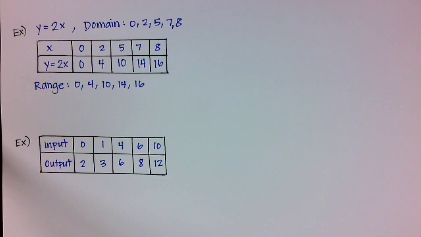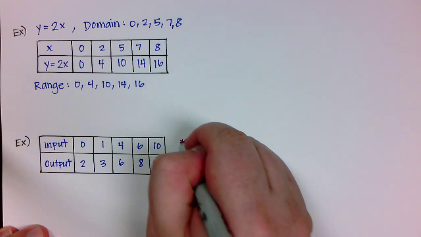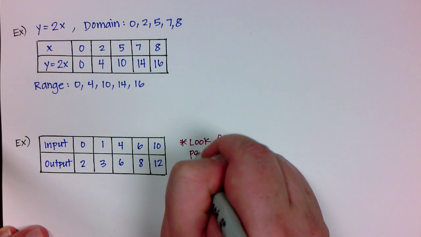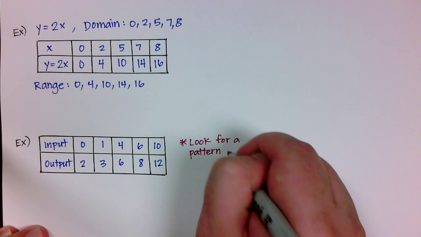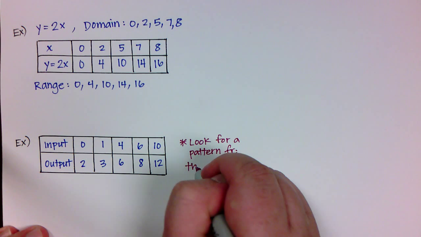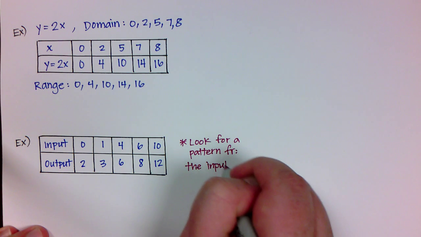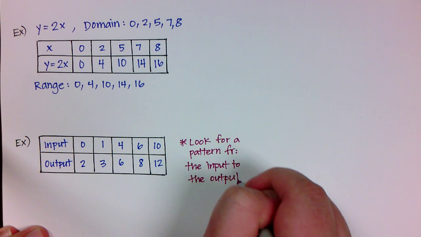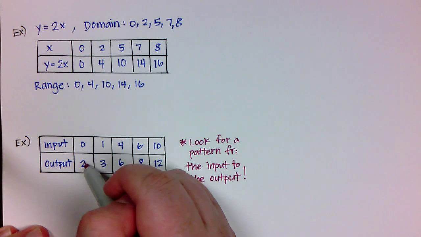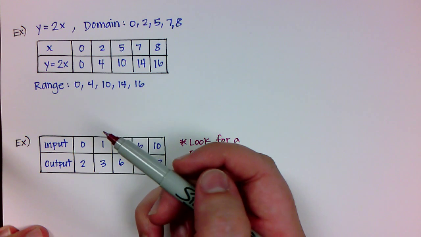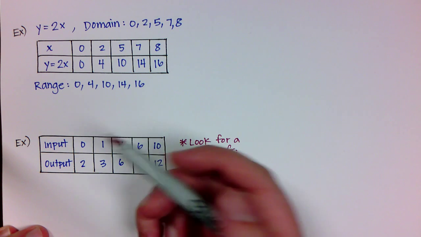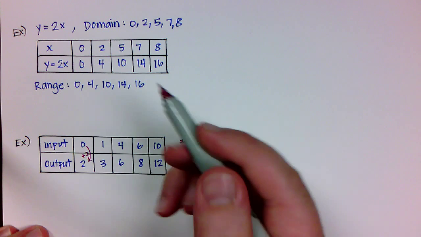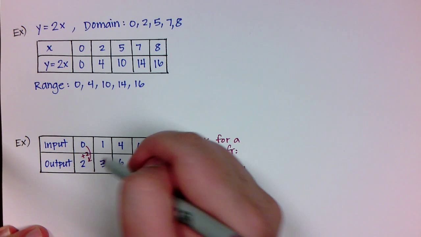So what we're going to try to look for is a pattern. I'm going to put that over here on the side. Look for a pattern from the input to the output. So I'm going to look here. From 0 to 2, what's happening? Is it being multiplied by a number? Or am I adding a number? And I'm looking and it looks like, oh, I'm adding 2. Is that going to be the same relationship for each of these columns?